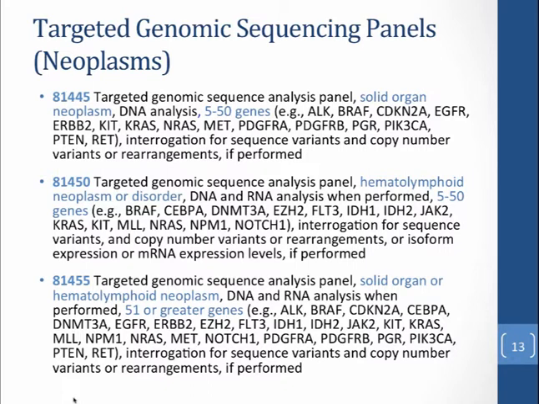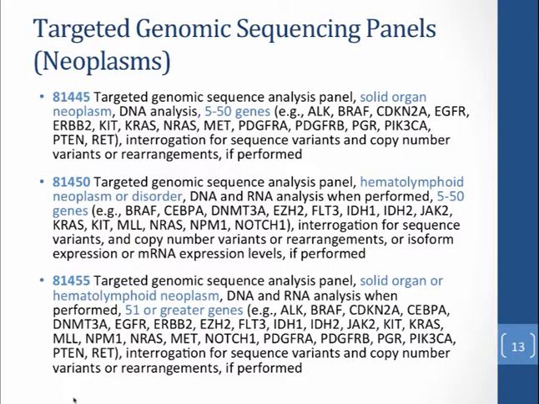The codes that will probably be most used in this series, in which virtually all of the questions that we get are about, are the three codes on this slide. And these are essentially the neoplasm codes. Pretty straightforward. The first one is for solid organ neoplasms and for 5 to 50 genes. So any panel of neoplasm genes that you run that exceeds 5, you're going to be thrown into this particular code.